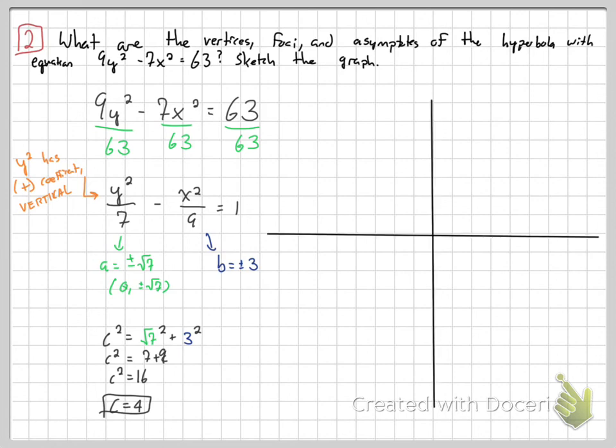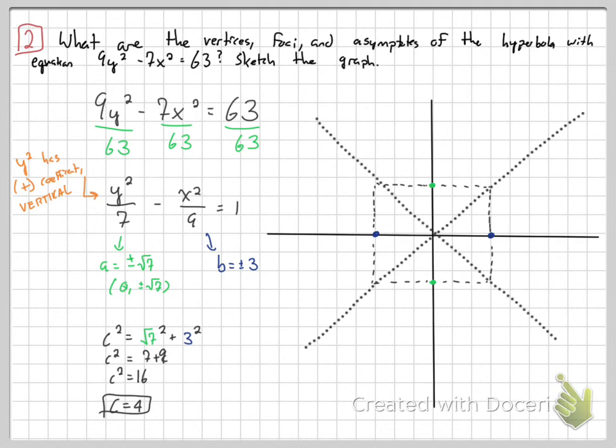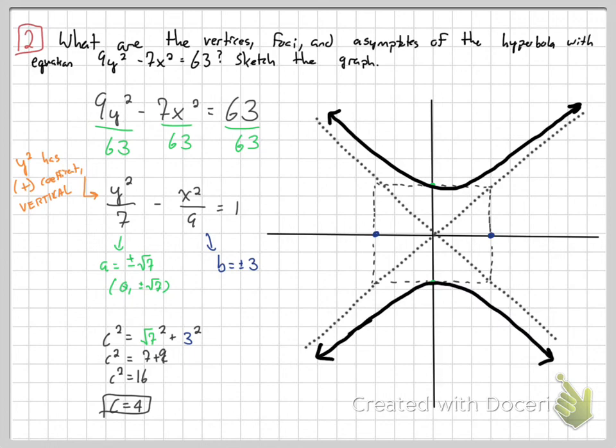Now when I make my graph, I'm going to focus on my a and b values. I'm going to go up and down square root of 7, which is around 2.65, so I can just estimate that. And I'm going to go over left and right 3. Same thing here, I'm going to plot my corners to make a rectangle. Then to make my diagonal asymptotes, I'm just going to draw through the corners here. Since this is a vertical hyperbola, this is going to look a little bit different than my last example. I'm going to draw my hyperbola this way. And again, I'd be done.